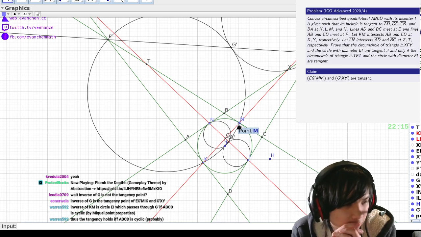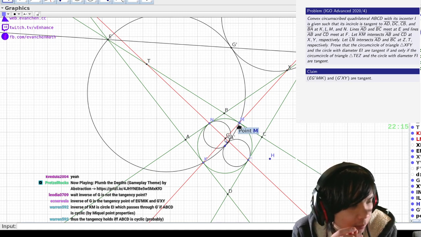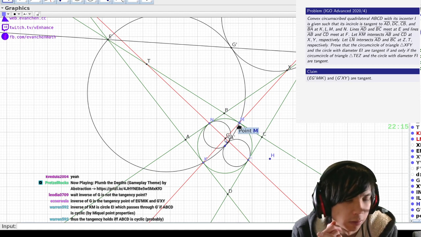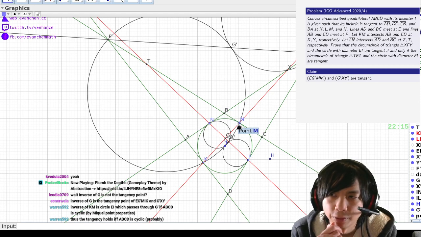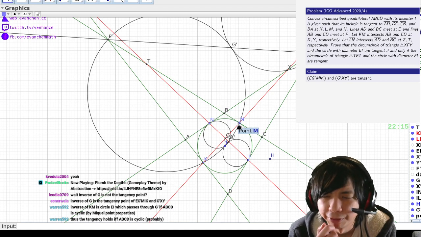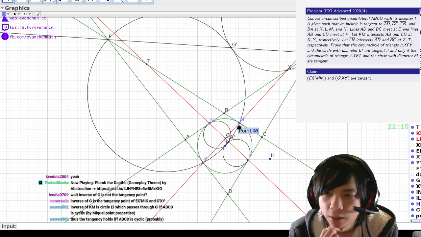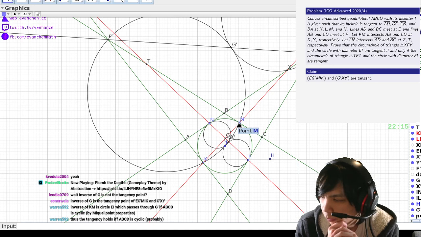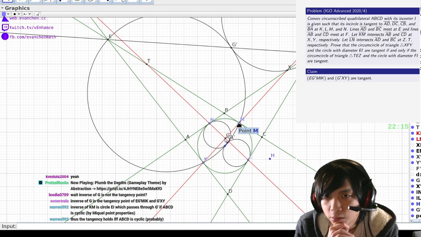Inverse of KM is circle EI, which passes through G prime. Yeah, I agree. That's definitely a tangency point if ABCD is cyclic, equivalently if NL is perpendicular to KM. My question is, I don't see why this claim is true. This claim is true unconditionally. We know it from the diagram, but I don't see why.